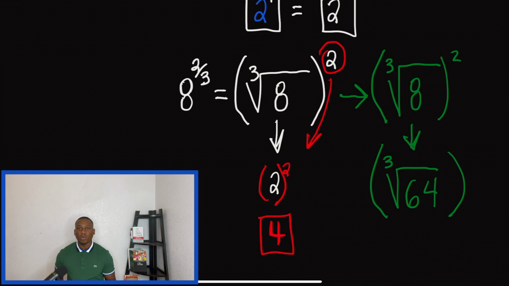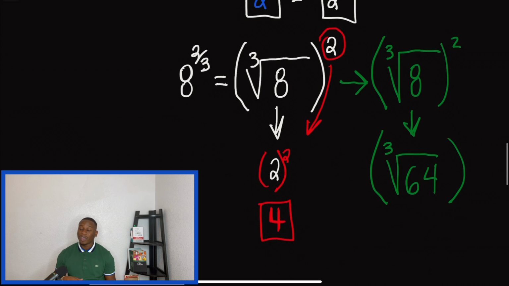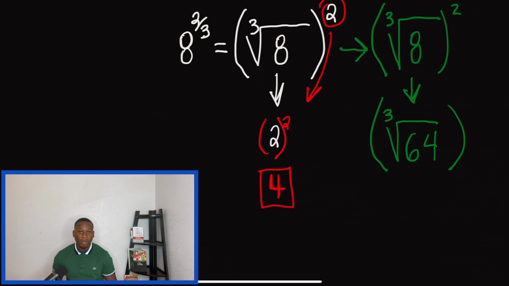So we worked backwards this time. Instead of taking the root, the index, first, I said, no, we're going to take the power and see if we could solve it that way. So after squaring 8, we're going to get the cube root of 64. And the cube root of 64 is going to be 4.